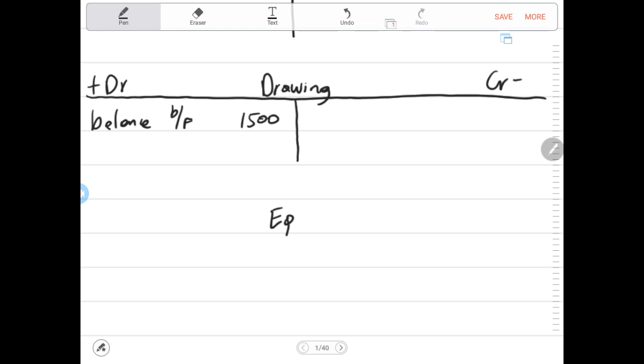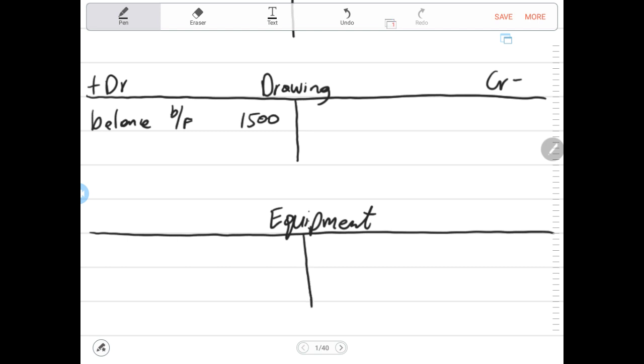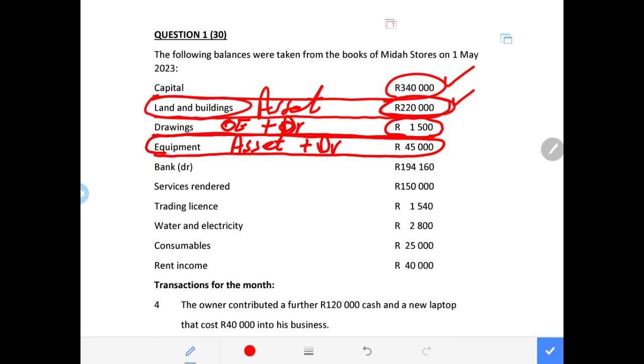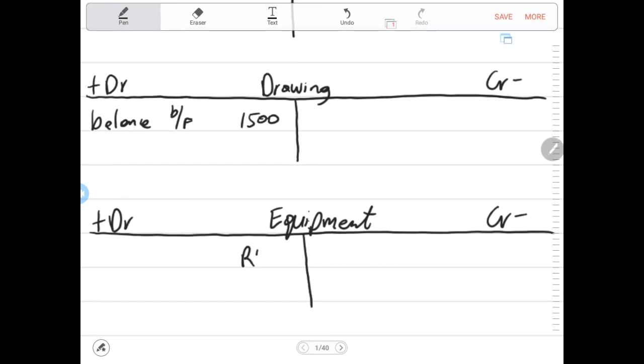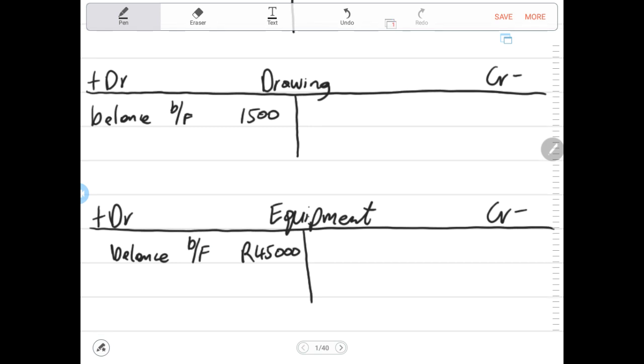So we open a ledger account for equipment, because equipment is an asset, and assets increase on the debit side, meaning on the left hand side. So the amount of the equipment which is recorded to be 45,000 will be recorded on the debit side as 45,000 rands. Description is balance. Balance brought forward. Then we go to the next page. We are likely to buy maybe one equipment, then after we are done.